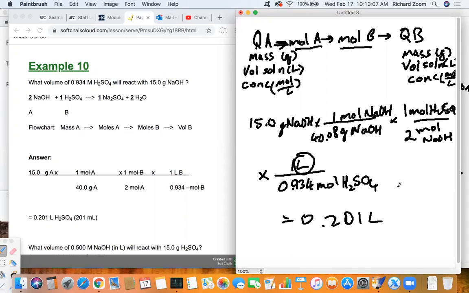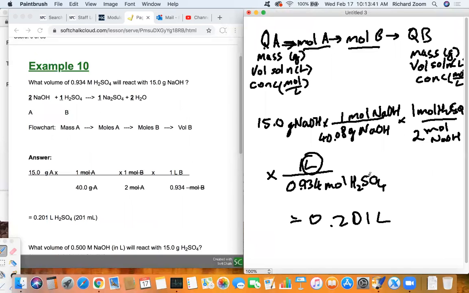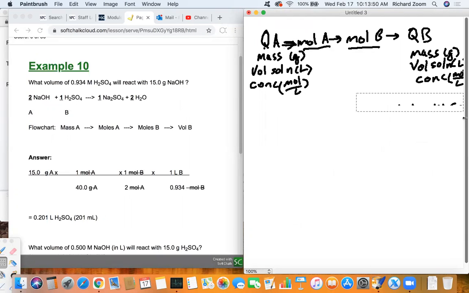Okay, does anybody have any questions? For that last part, is that where you did that flip again? Mm-hmm, that's right. Part of the reason you know you need to do the flip is because you're given a molarity here. Do you see that, the M? And to get to a volume, it's always moles divided by the concentration. So that's that 1 over concentration. That means you have to flip it. Okay. I know that's a tough one. But it does work out. It does make sense with regard to the dimensional analysis.